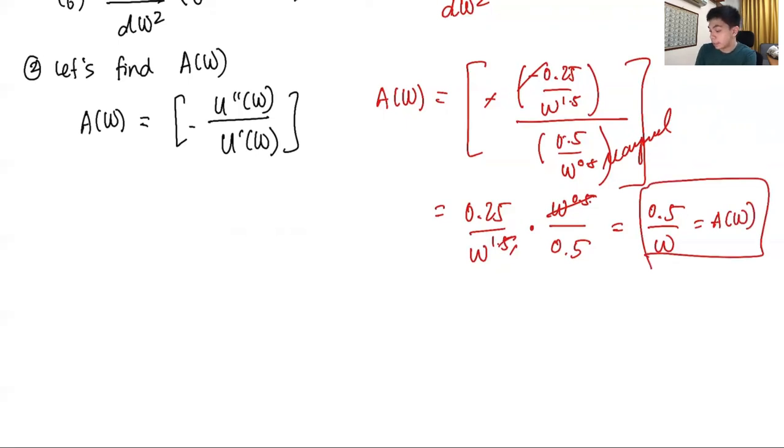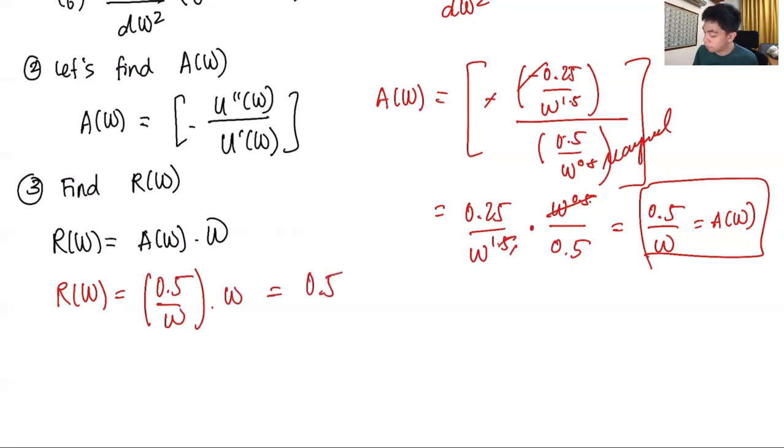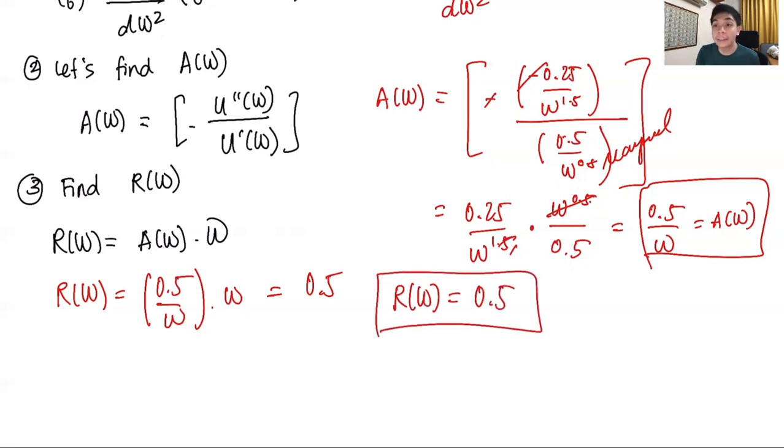Now the third question is find the relative risk aversion measure. So number 3, find RW. And we know that RW is just equal to AW times W, right? So that's simple enough. We have RW equal to AW, that's 0.5 over W times W, which is just equal to 0.5. Therefore, RW is just equal to 0.5. And that is your Arrow-Pratt relative measure of risk aversion. So that's 1 to 3.